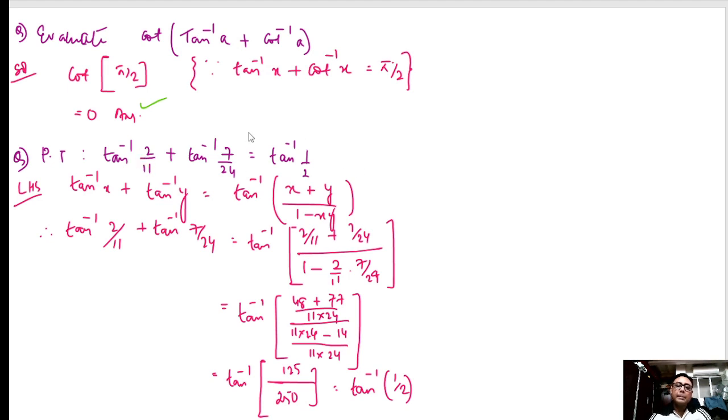Similarly, you have to prove that this plus this equals this. So using the formula tan inverse x plus tan inverse y, which is tan inverse of x plus y by 1 minus xy, let us apply this. Tan inverse 2 by 11 plus tan inverse 7 by 12. This is my x and this is my y. Solving it, we get tan inverse of half, which is the proof.